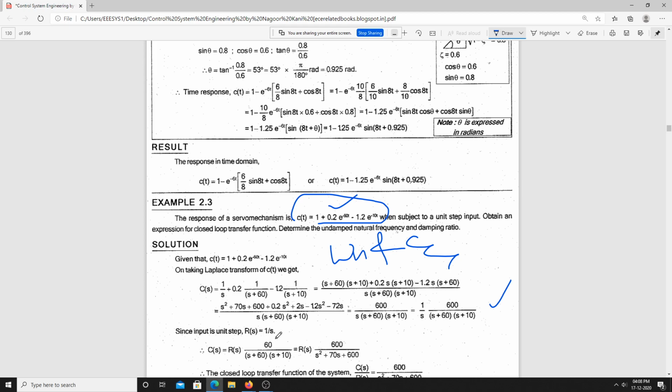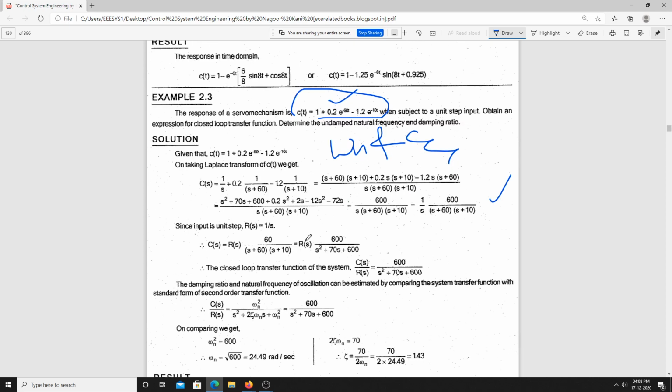The unit step input, that is r of s equals 1 by s. So c of s by r of s is nothing but 600 by s square plus 70s plus 600. Now we compare this closed loop transfer function with the standard second order equation. Is it clear? From that we can find omega n, where omega n square equals 600. So omega n is nothing but the undamped natural frequency, and from this we can also find the value of zeta.